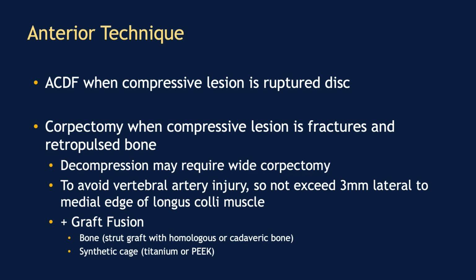For the anterior technique, an ACDF suffices when the compressive lesion is a ruptured disc. A corpectomy is used when the compressive lesion is fractures and retropulsed bone. In this case, the compression may require a wide corpectomy to avoid vertebral injury. Do not exceed 3 millimeters lateral to the medial edge of the longus colli muscle. A graft fusion is usually performed with either bone, a strut graft with homologous or cadaveric bone, or a synthetic cage, titanium or PEEK, depending on preference.